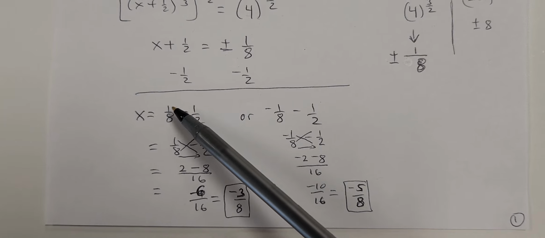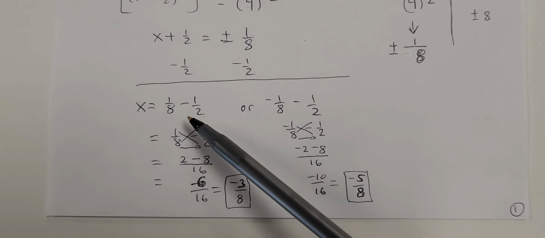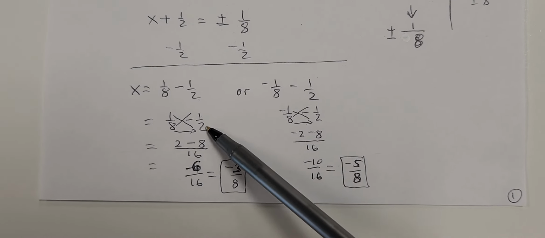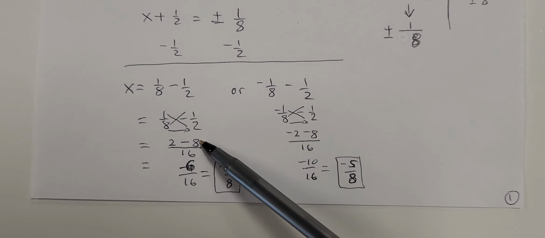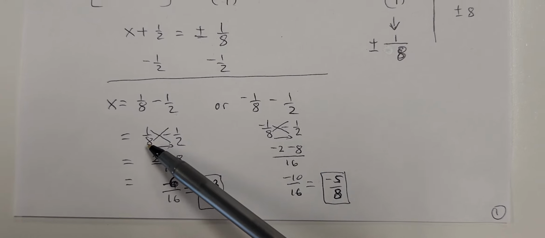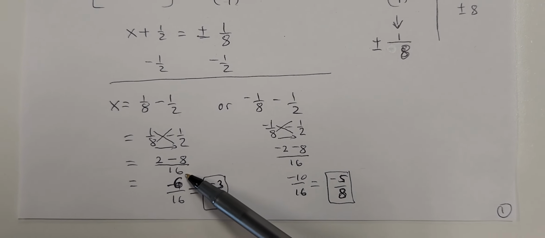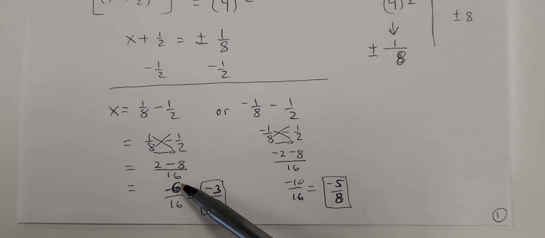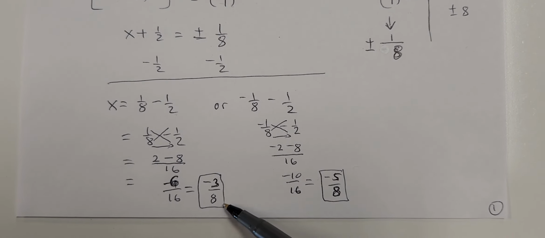Okay? And then we do the cross multiply so that I can get the same denominator. So 1 times 2 gives me 2. 1 times 8 gives me 8, with the work right here. Don't forget the negative. Bottom multiply, 8 times 2 gives me 16. 2 subtract 8 gives me negative 6. So negative 6 over 16, and reduced it becomes negative 3 over 8.